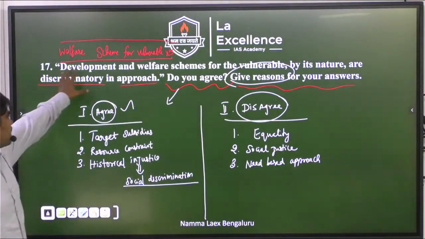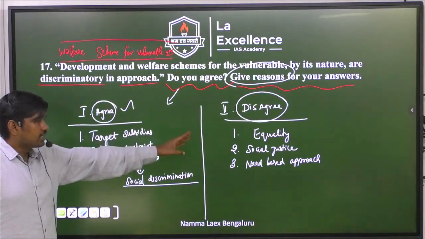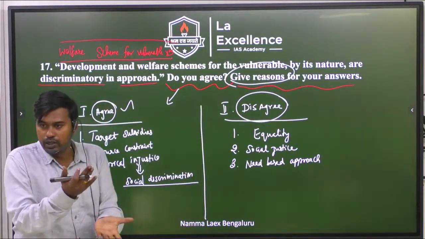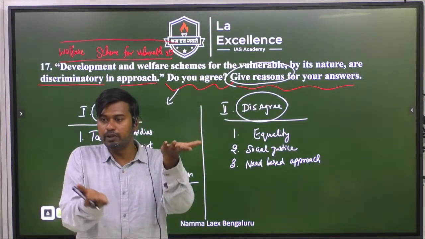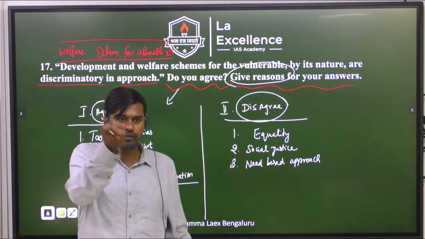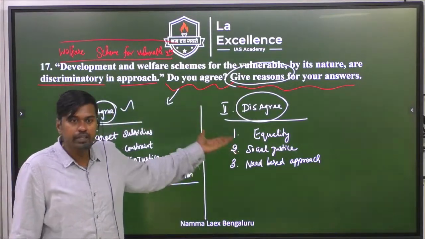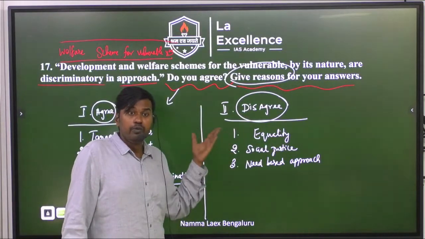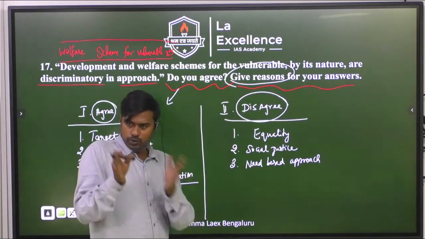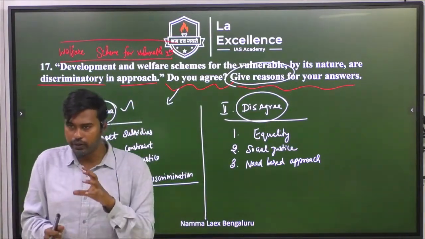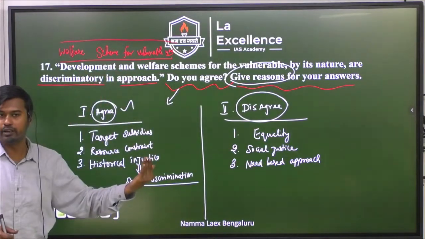Why are we disagreeing? Because development and welfare schemes are not discriminatory, because we are trying to uplift the people only. You cannot say that is discriminatory. You are making people equal. Are you getting it? Why are you giving some protection to vulnerable communities? Because we need to provide equality, we need to provide social justice, we need to implement government schemes only for those who are in need. Those who don't need it, why should we provide? Are you getting it? That is the reason we have this approach. So it cannot be called a discriminatory approach.